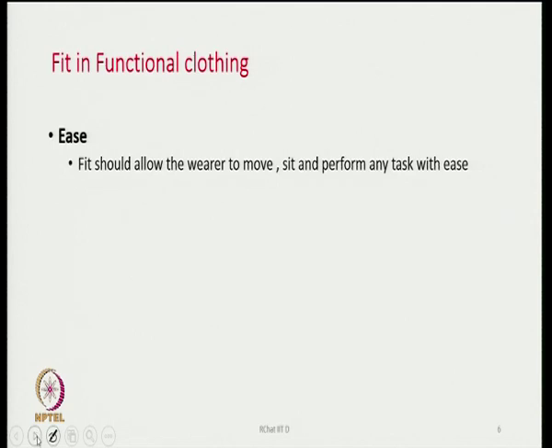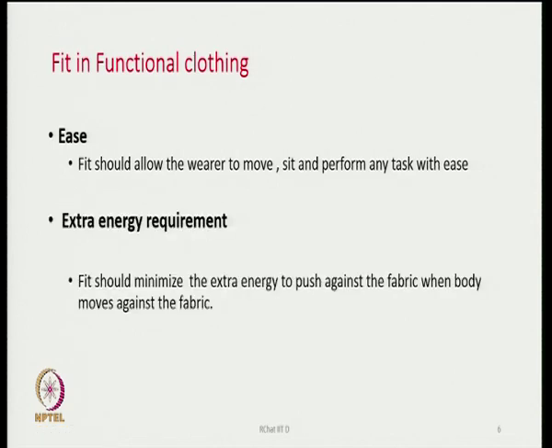Fit in functional clothing: when it comes to that, what is important? Fit should allow the wearer to move, sit and perform any tasks with ease. That becomes very, very important. In the case of functional clothing, the look is not really so important. How the garment is falling on the body, or how it looks, some of these aspects will not matter there.